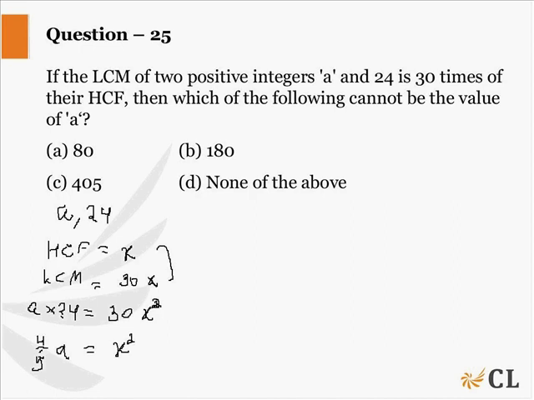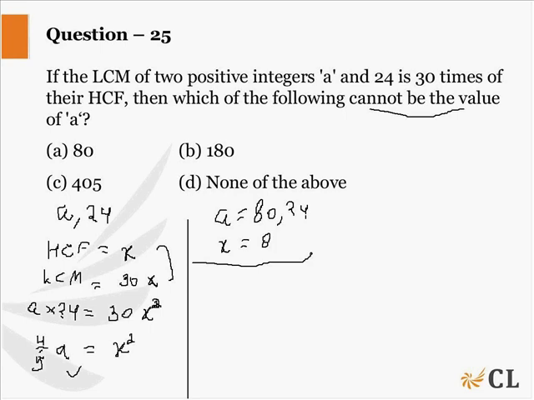Right. So if I go over the options now, first option says A is equal to 80. So one number is 80, one number is 24. So if I put 80 here, you will get X as 8. Okay. So which is clear, I guess, because 8 is the HCF of 80 and 24. So that's not a problem. The question asks for what cannot be the value of A. If I put the second option B, which is A as 180, gives you X as 12. So again, this is also possible because HCF of 180 and 24 can be 12, right?